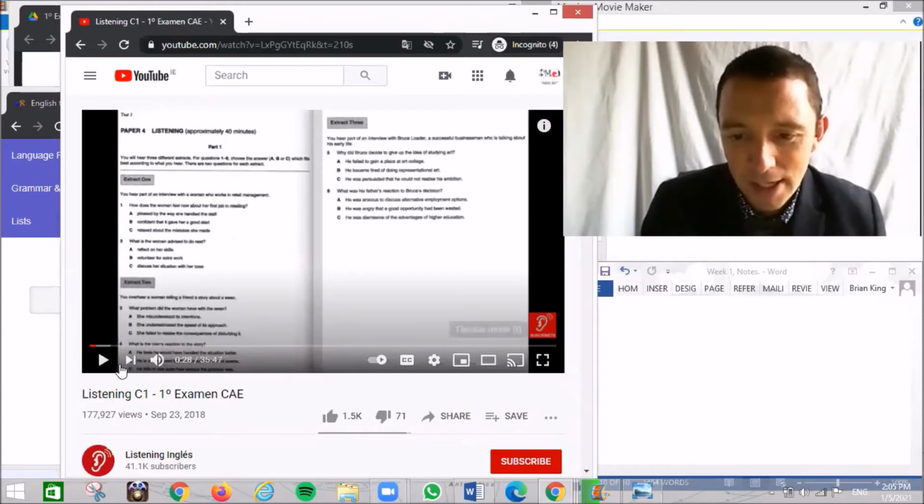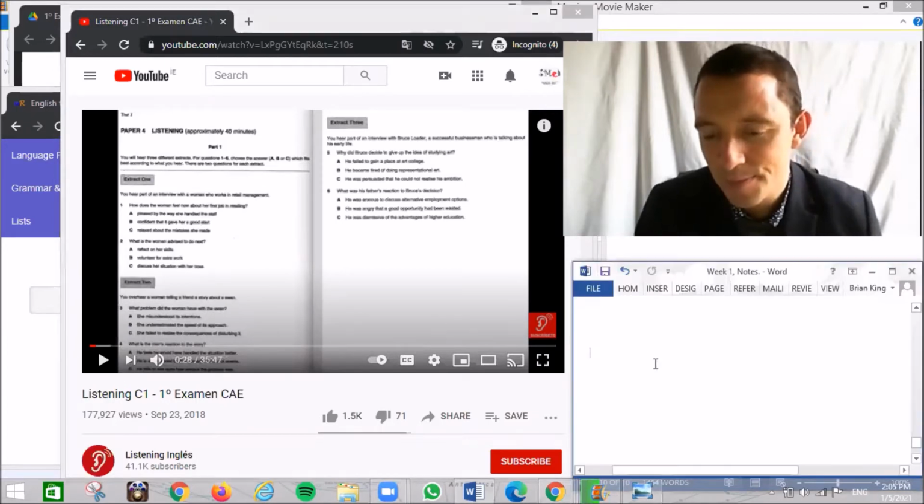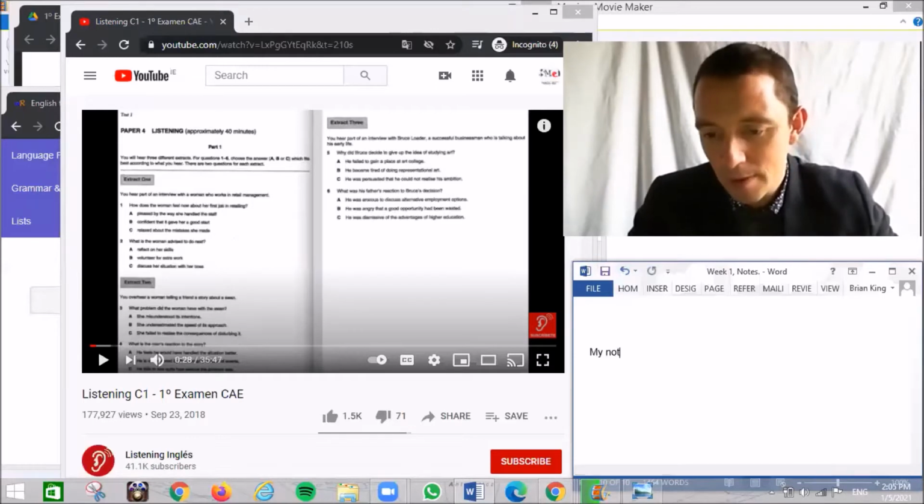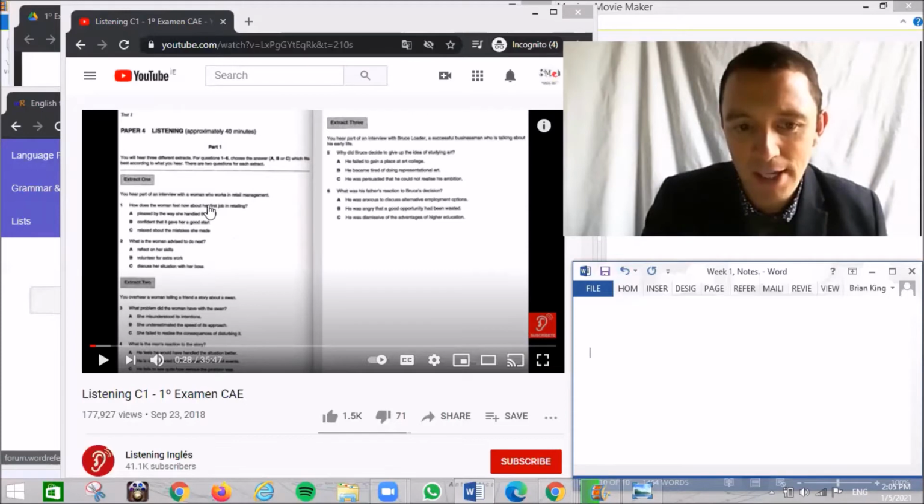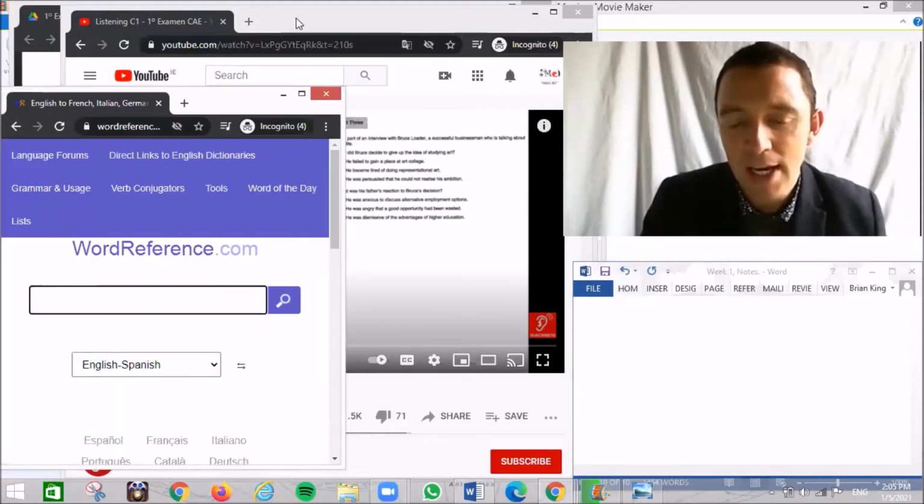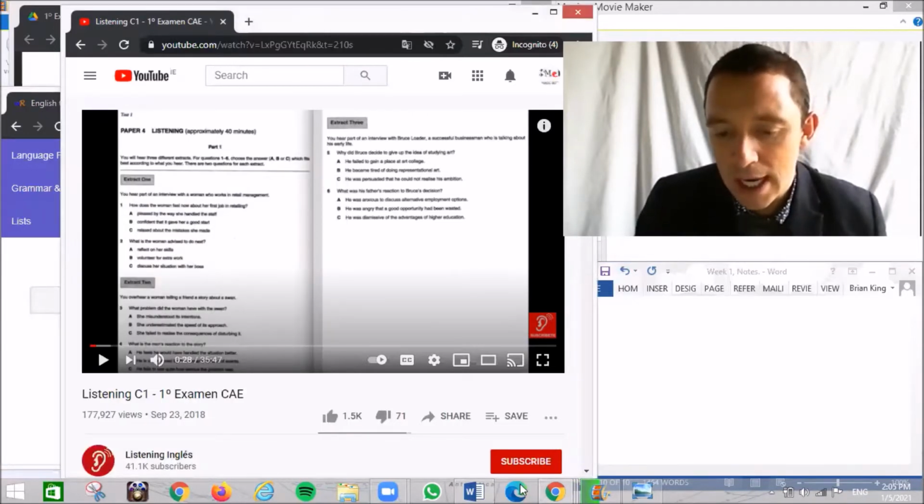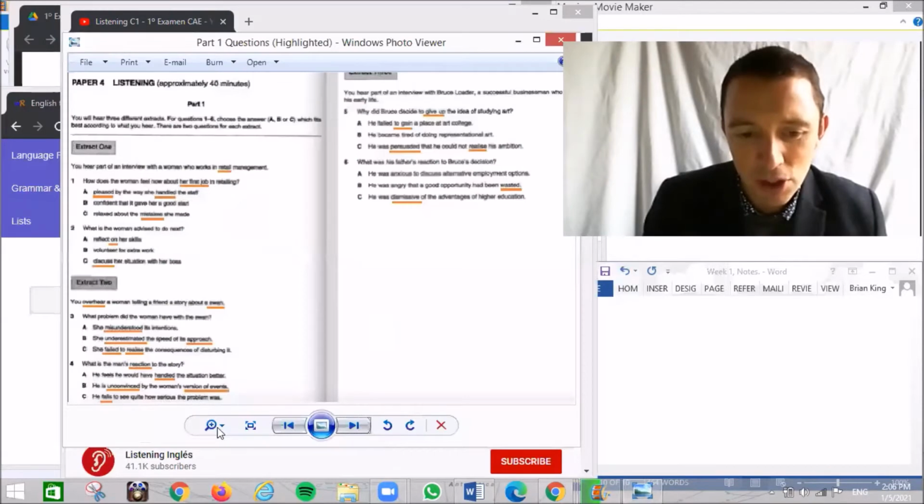On the bottom right, I have my screen for the text. All right, so I can make my notes here. And on the left, I have WordReference also for material for translation. Okay, so let's look at the questions quickly first. And I have them here on the screen. So I'm going to zoom in just to help you a little.